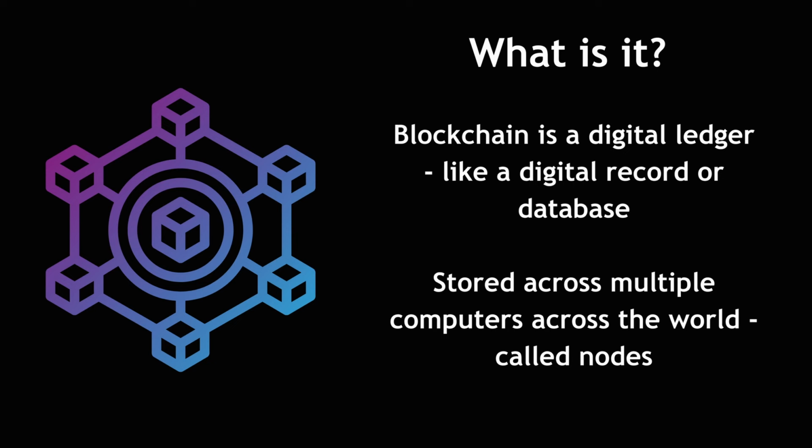So in short, blockchain is a secure, decentralized way of storing data where everyone can see the transactions, but no one can easily change them. That's why people say blockchain is trustless. It removes the need to trust a middleman like a bank or a government to validate transactions.